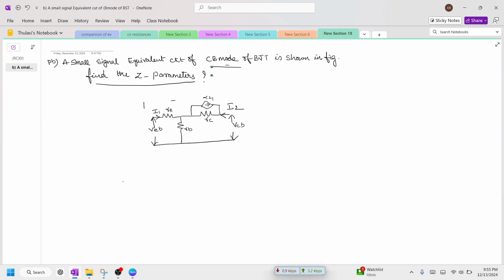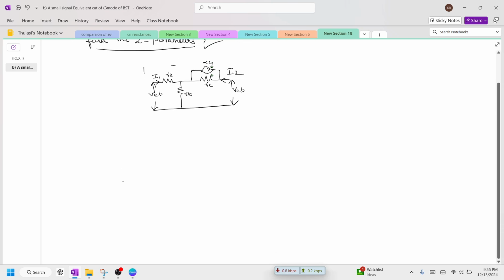Today we are going to discuss the problems on Z parameters. Let's try to solve this problem. This is very important. A small signal equivalent circuit of a common base mode of a BJT is shown below. Find the Z parameters for this. So he has given some emitter to base voltage, collector to base voltage. Let's try to relabel them to write down in our required format.